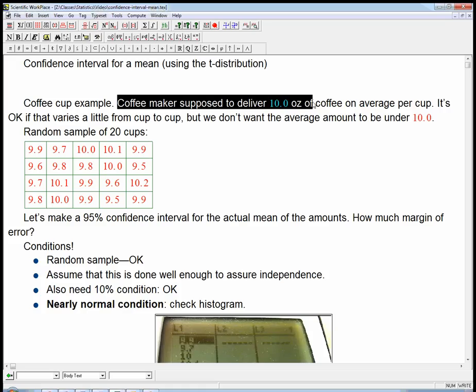A coffee maker is supposed to deliver 10 ounces of coffee on average per cup. It's okay if it varies a little from cup to cup. That's not a problem. But we don't want the average amount to be under 10, or else we think we're getting shortchanged. So how do we figure that out if we suspect we're getting shortchanged?